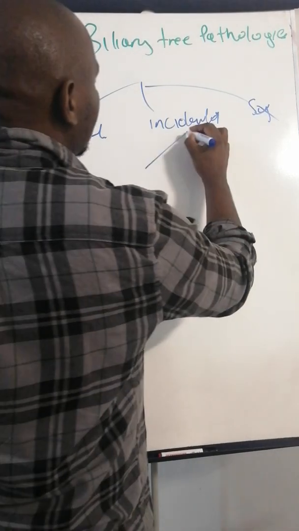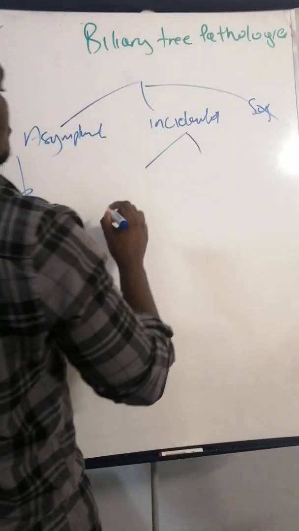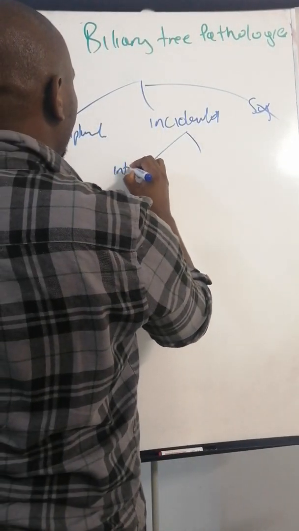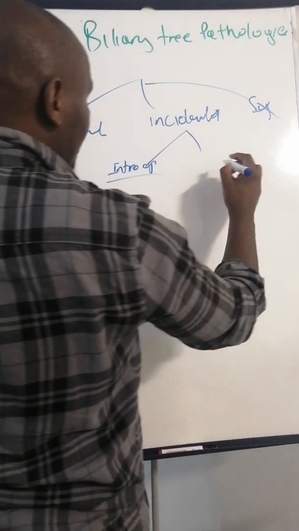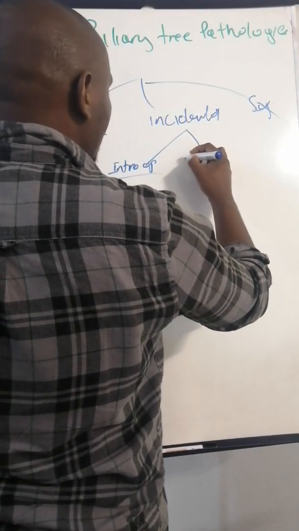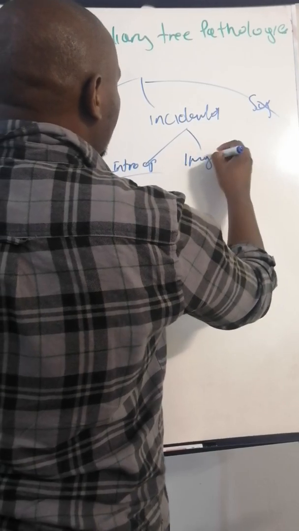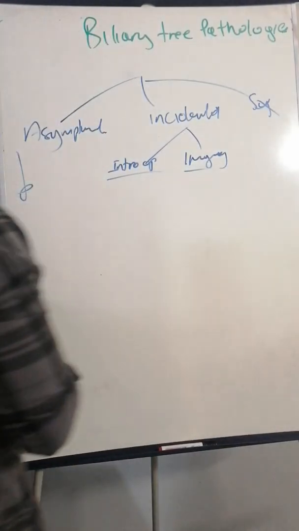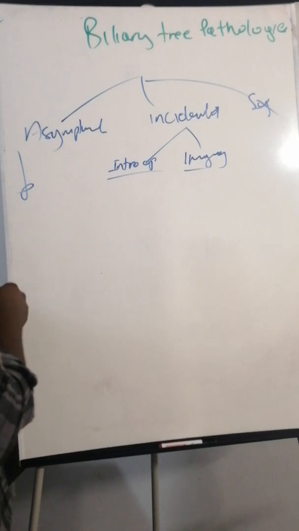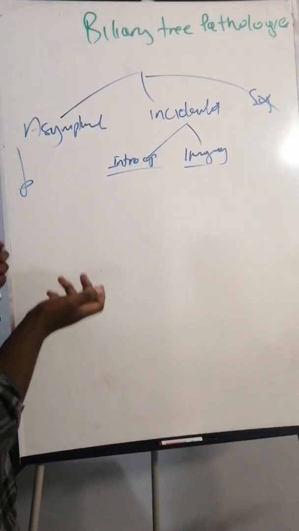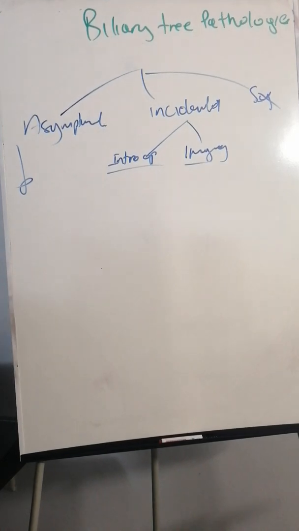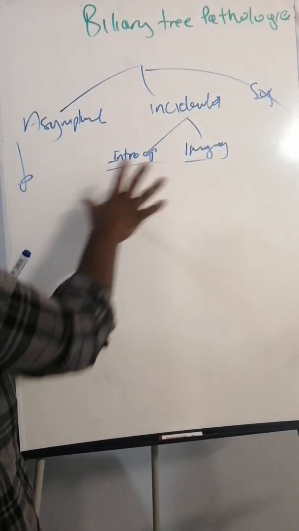But now when you talk about incidental, it can come in two forms. It can be an intra-op incidental finding, or it can be found by imaging. Let's say you're looking for something else and you send the patient to the sonographer to do an ultrasound, and the report comes back that the patient has gallstones. So those are the types. So what do we do?